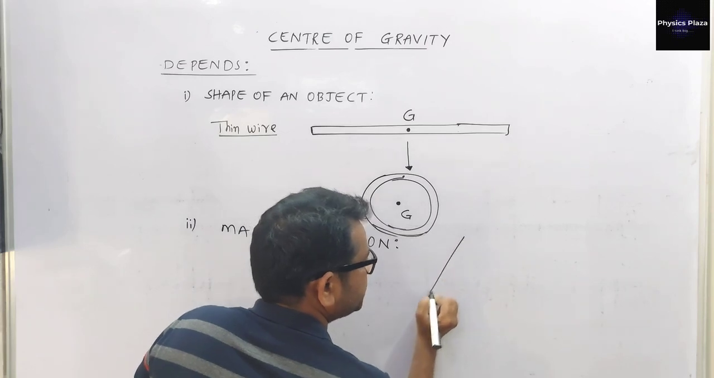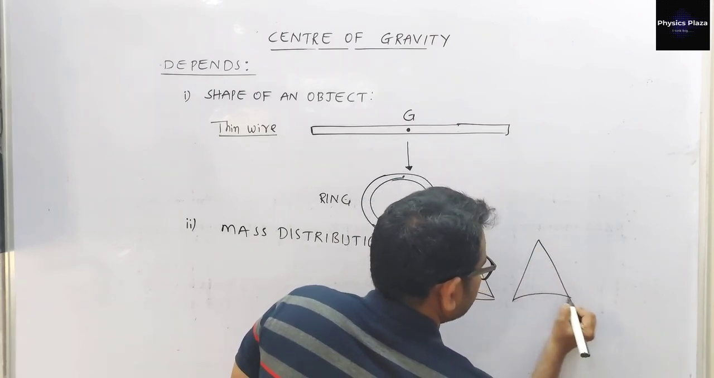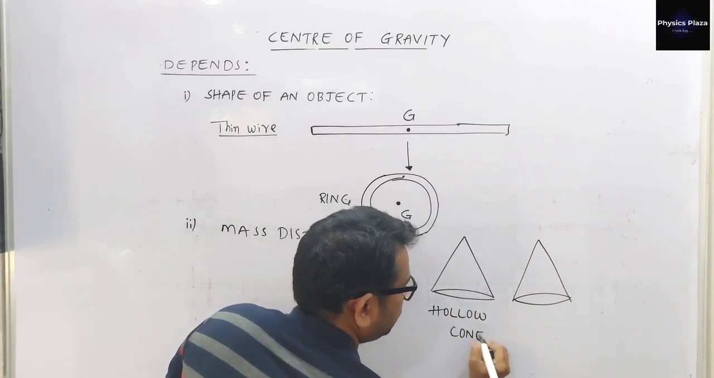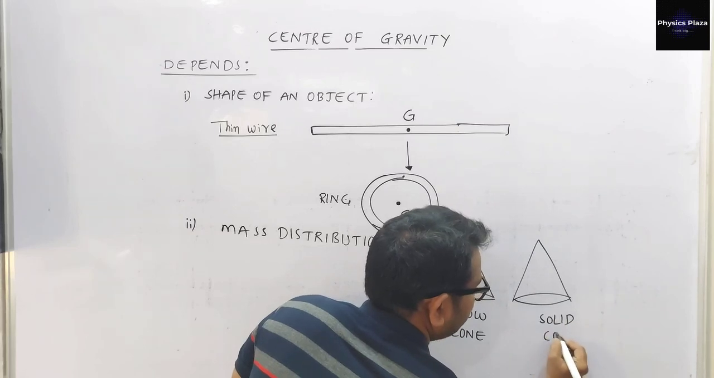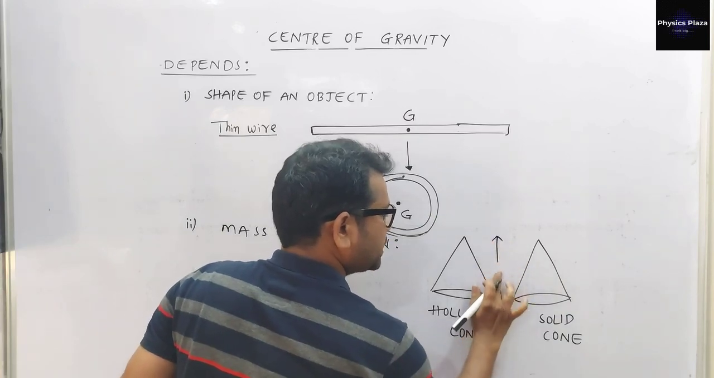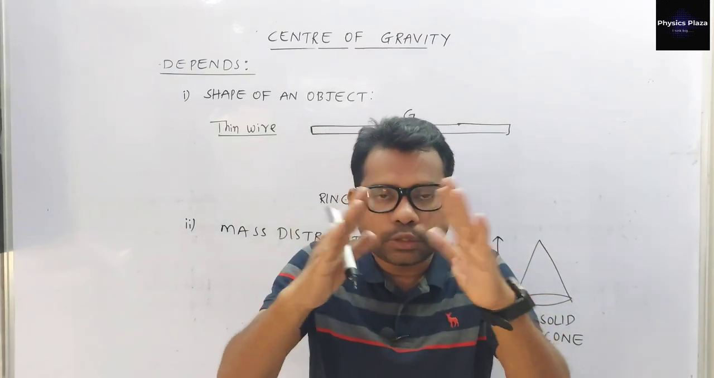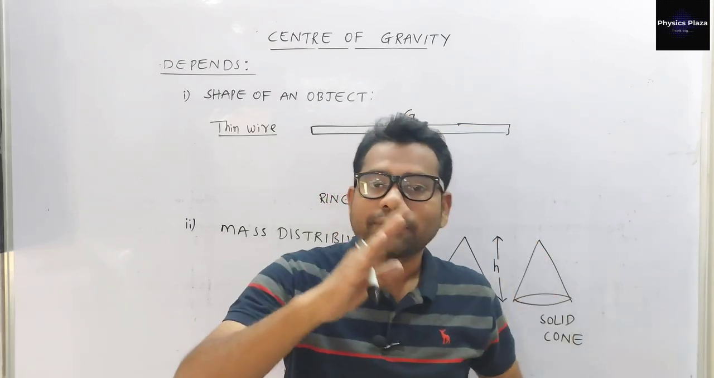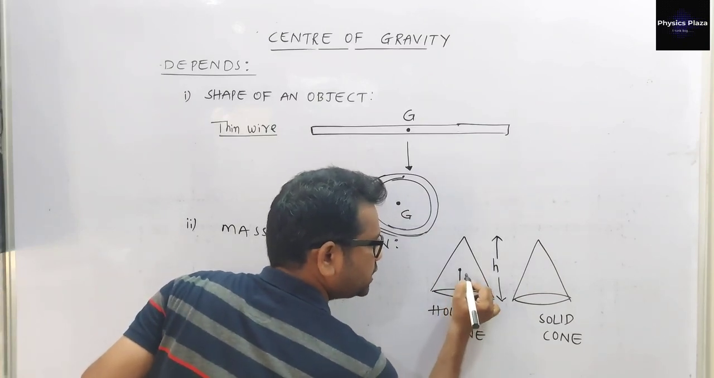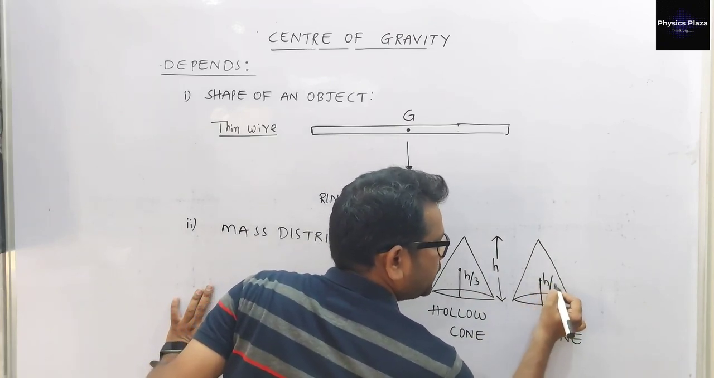For suppose, let me tell you here. Let us take here a hollow cone, and here a solid cone, children. Both are the same height, identical. Generally, some students will think that when two bodies have the same shape, the center of gravity should be at the same height. No, it's wrong, children. For a hollow cone, the center of gravity will be situated at h by 3 height, whereas for a solid cone, the center of gravity will be situated at h by 4 height.